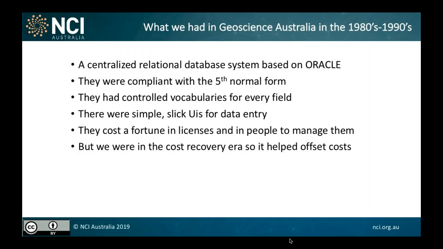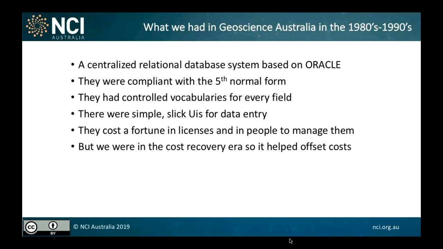Okay, so back in the 1980s, and this is really relevant to what someone said about the time that you're working in, we had a centralized relational database system based on Oracle. They were compliant with the fifth normal form. I probably don't even remember what that was. We had controlled vocabularies in every field. There were simple slick UIs for data entry.